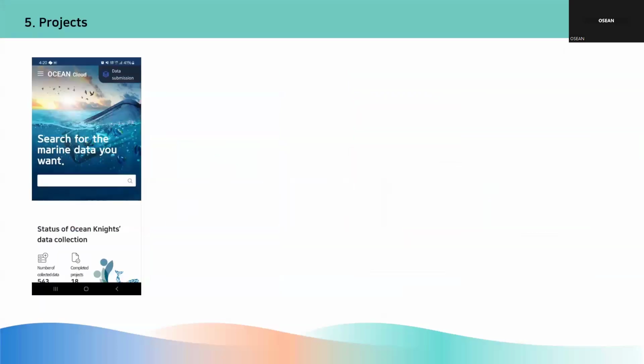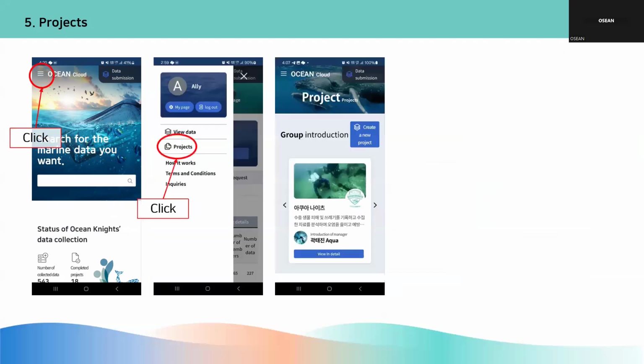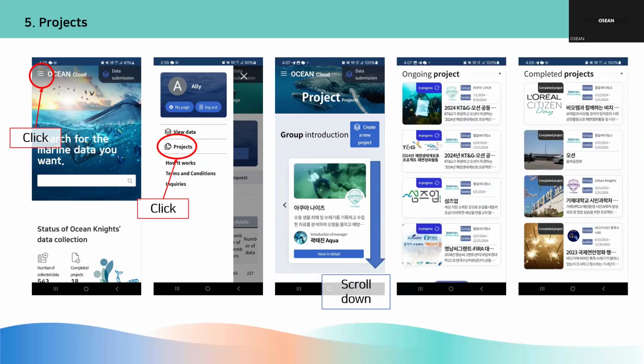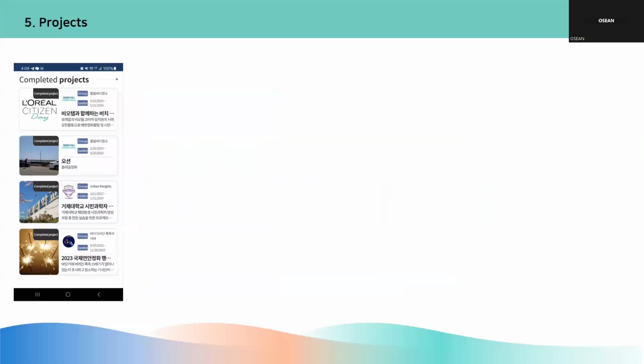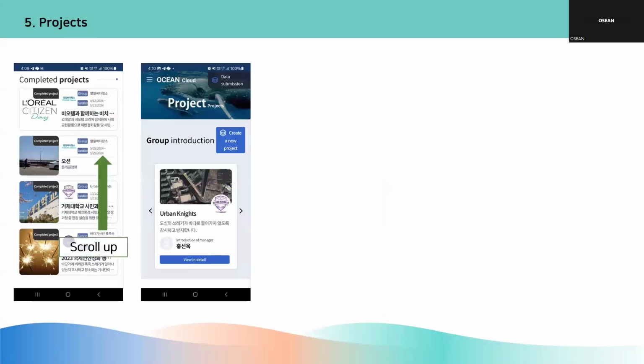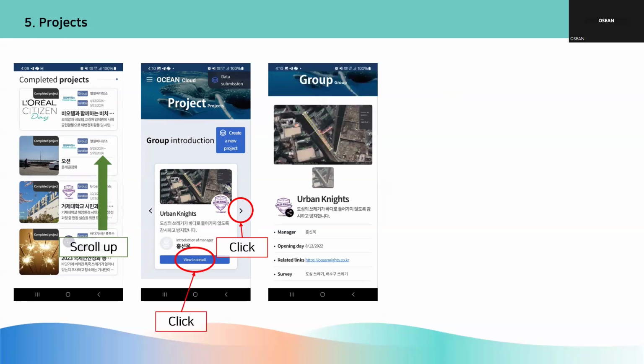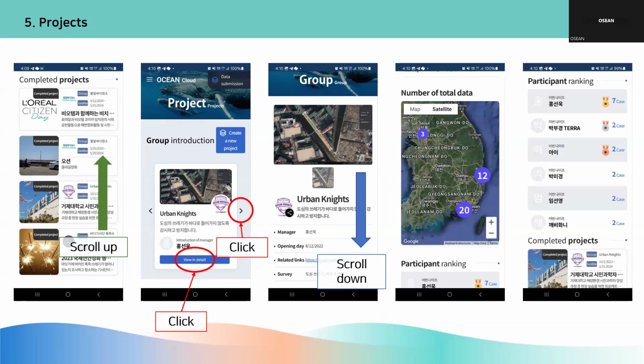Next is projects. From the main page, again, click the three lines and then click projects. And then to see ongoing or completed projects, simply scroll down on this project page and then this will all appear. If you want to check the projects of each individual group, simply scroll back up and then at this card news here, you can click this small little arrow at the side and you'll be able to see all the different groups. Here I have chosen Urban Knights as the group that I want to see. Now I click View in Detail, which brings me to the Urban Knights group with all the information like number of total data, participant, ranking, completed projects, etc.